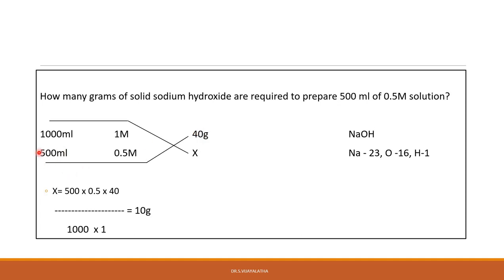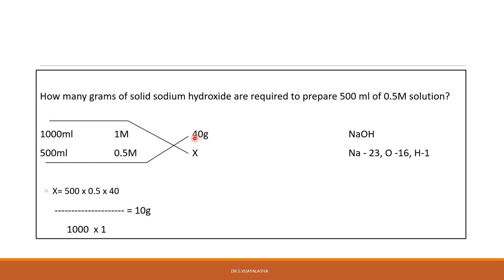Now I need 500 ml, 0.5 molar. So how much should I weigh? So this is X. The only thing we have to remember is we have terms here, so this pattern of cross multiplication we have to follow. So X will be 500 x 0.5 x 40 divided by 1000 x 1, which is 10 grams.